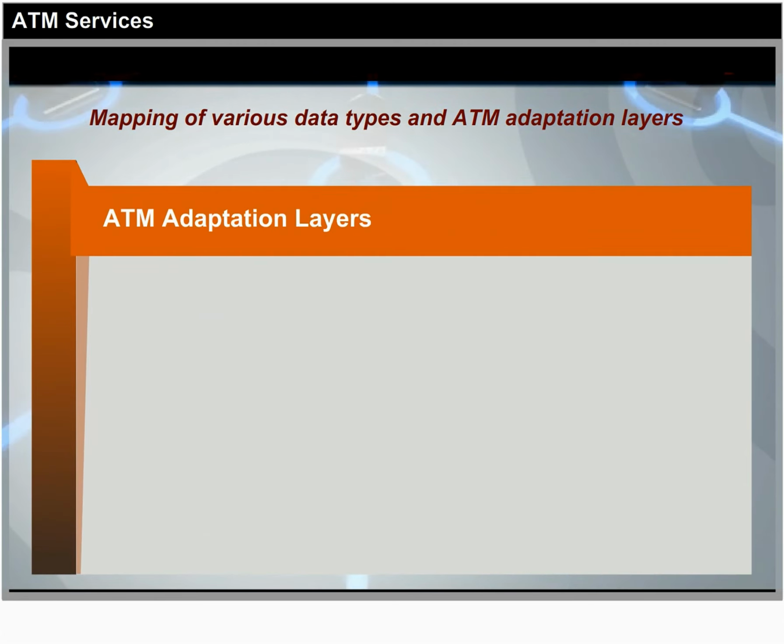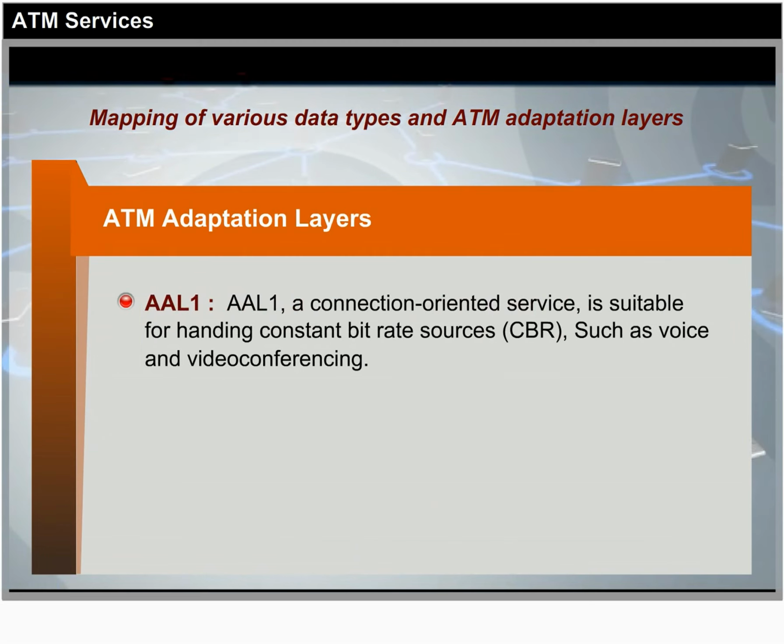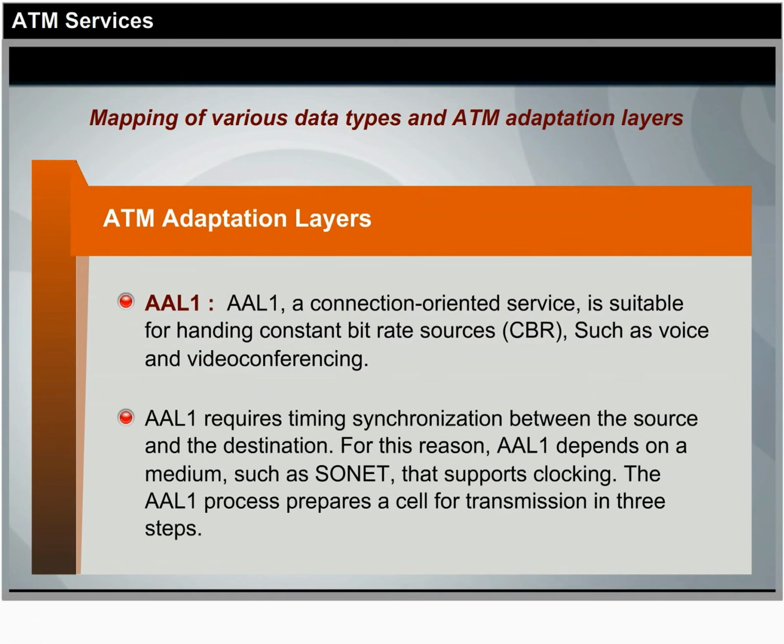ATM adaptation layers: AAL1. AAL1, a connection-oriented service, is suitable for handling constant bit rate sources, CBR, such as voice and video conferencing. AAL1 requires time synchronization between the source and the destination. For this reason, AAL1 depends on a medium such as SONET that supports clocking. The AAL1 process prepares a cell for transmission in 3 steps.